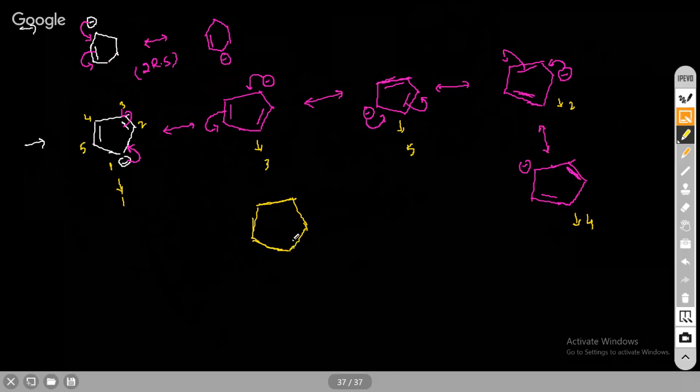This is the ring, right? And this ring has partial double bond characteristics because it is equally distributed, and each of these carbon atoms has one negative charge in all these resonating structures, which means the charge is equally distributed over the 5 carbon atoms. On each carbon atom it will be minus 1 by 5, minus 1 by 5, minus 1 by 5, minus 1 by 5, and minus 1 by 5. This is the real structure we have.